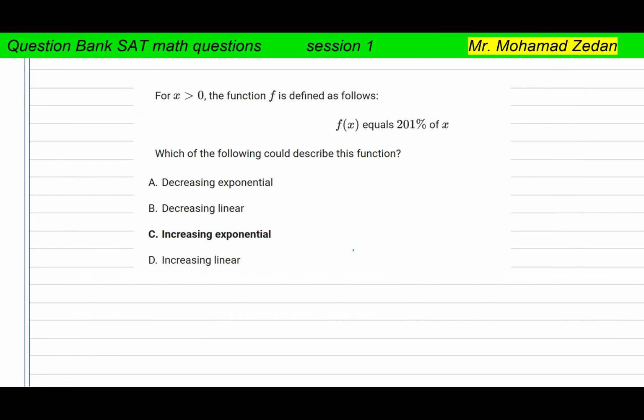Next question: for x bigger than 0, the function f is defined by f of x is equal to 201% of x. Just convert 201% to a decimal, 2.01, and just write x. Which of the following could describe this function? Of course, this is a linear function, increasing linear.